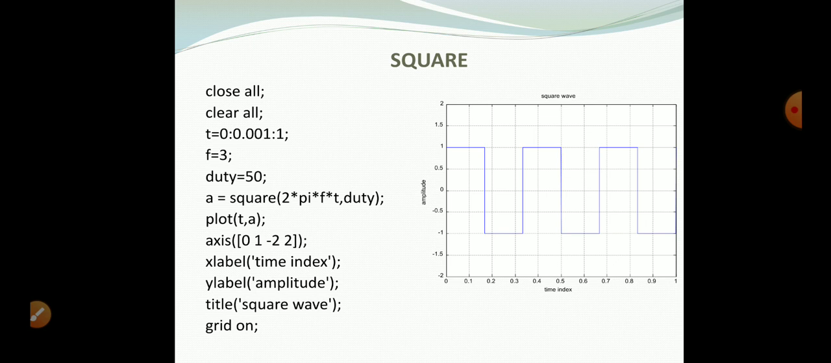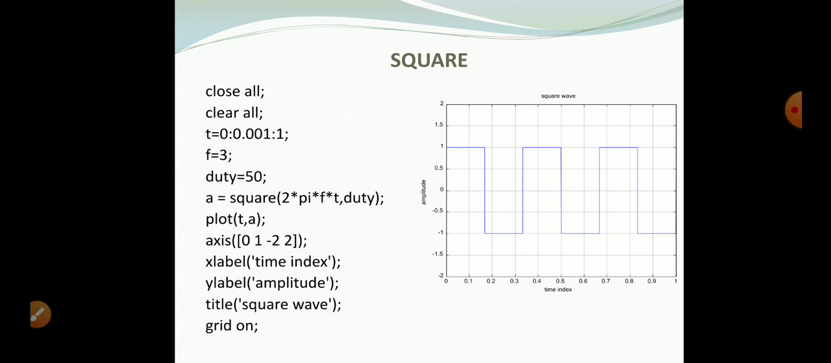To generate a square wave, first of all we write the close all or clear all command, then t means time index, t equal to 0 to 0.001 to 1. This is the way to represent the time index. Then f equal to 3 is the frequency of the square wave, and duty equal to 50. Here we just give a value 3 or 50. 50 means a duty cycle of 50. And a equal to square of 2 pi f t comma duty. This is a function to generate or plot a square wave.